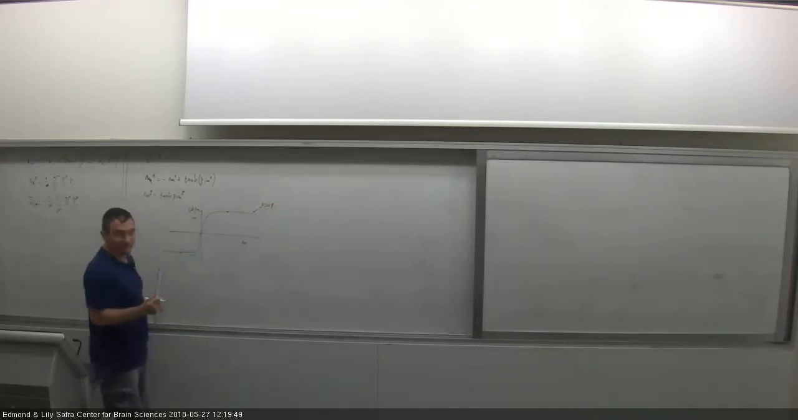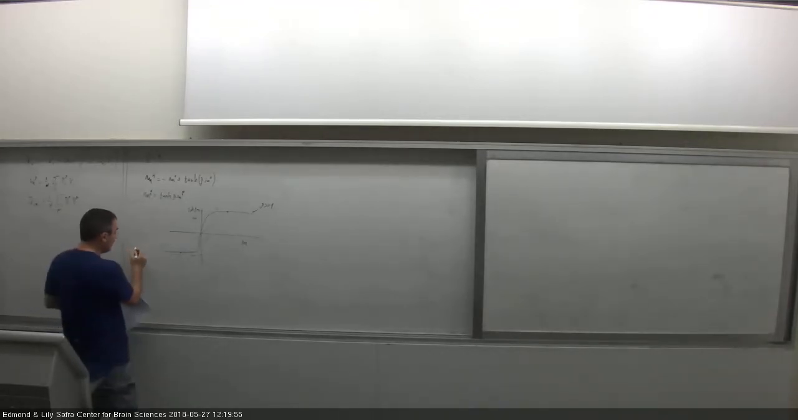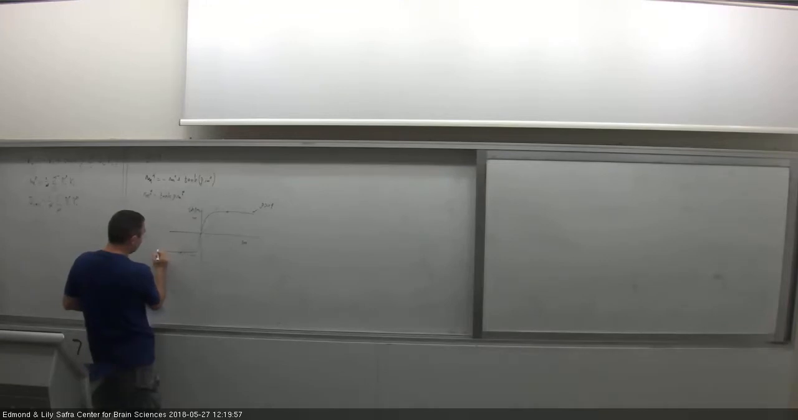And what happens to beta that is very small? How will it look like? So the function itself will look something like this.